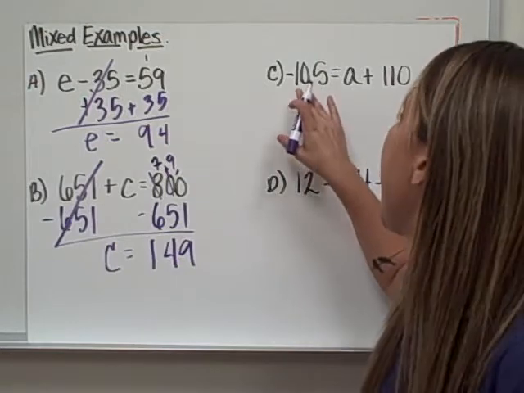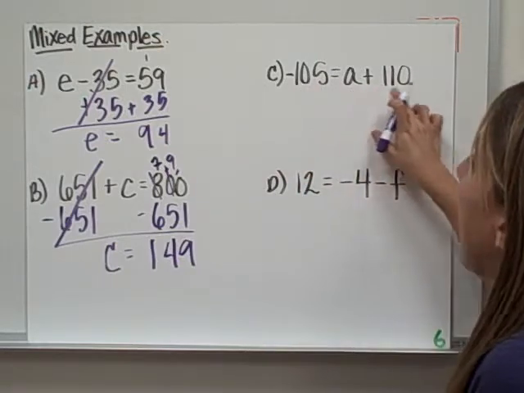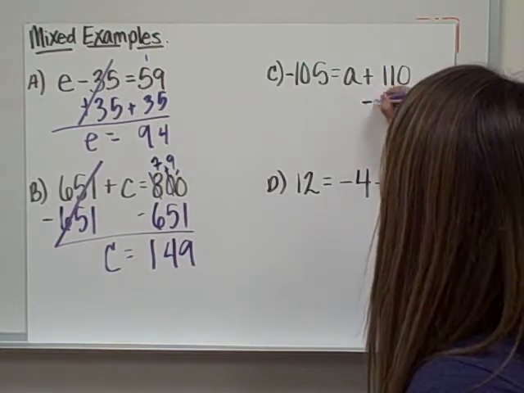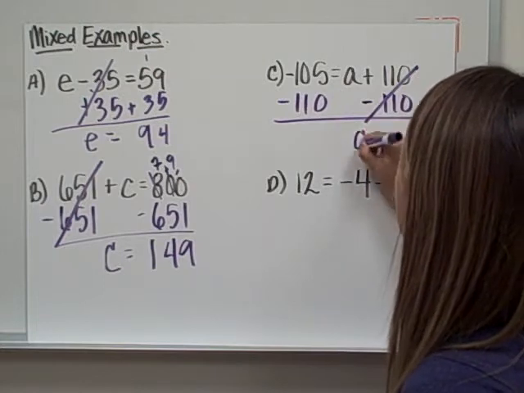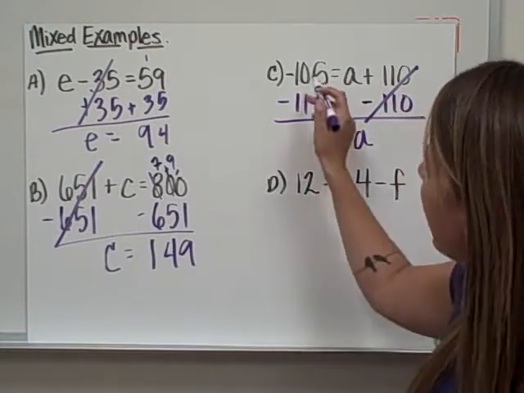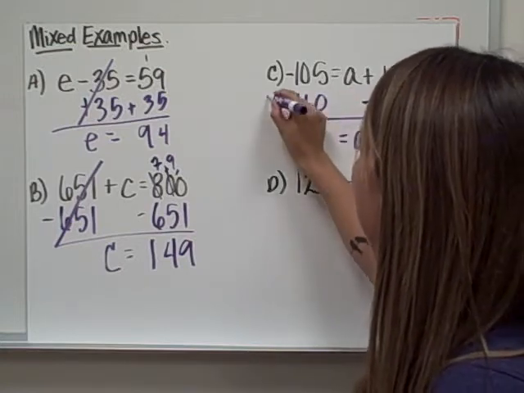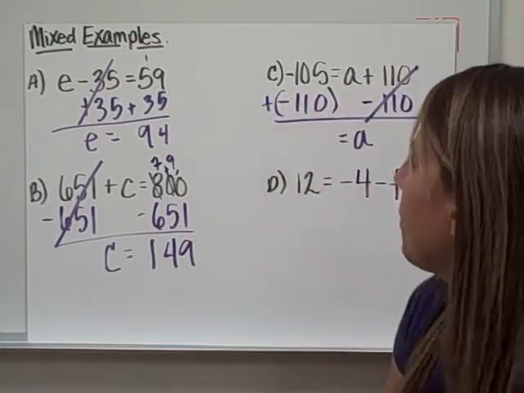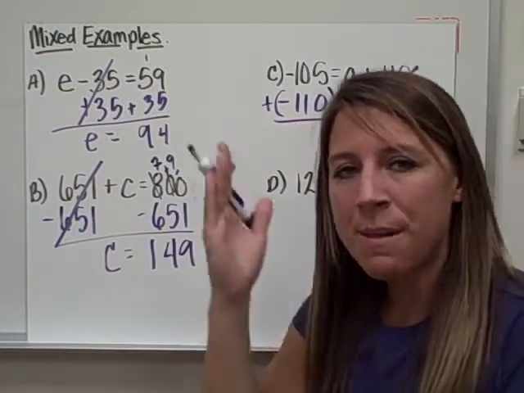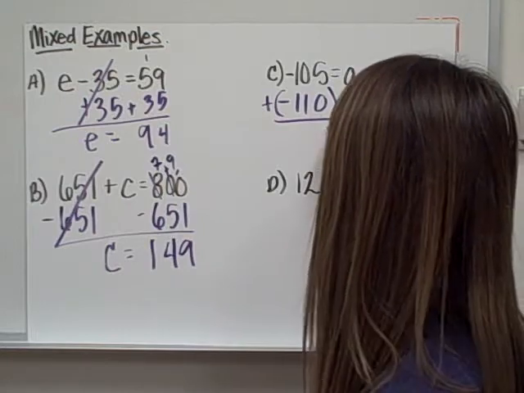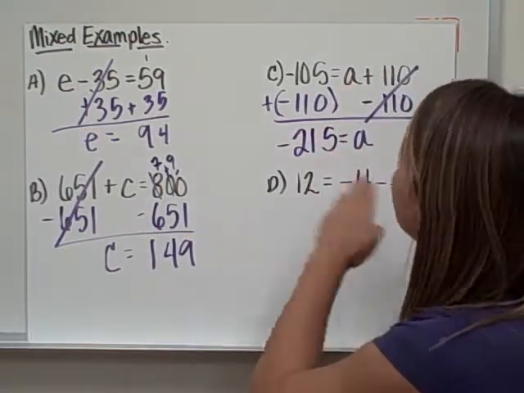In example C, negative 105 equals a plus 110. Well, the opposite of addition is subtraction, so I will subtract 110 from both sides. This leaves me with a on the right. Negative minus a positive, well, I can say I'm going to add the opposite. Now I have negative 105 plus a negative 110. Signs are the same. Add, keep the sign. So that's negative 215 equals a.